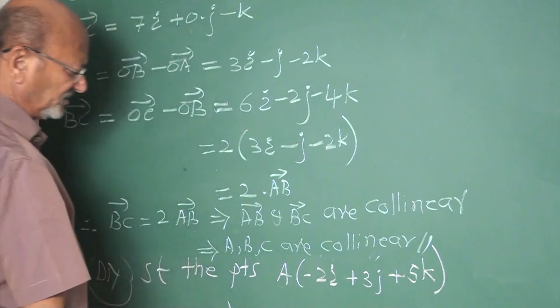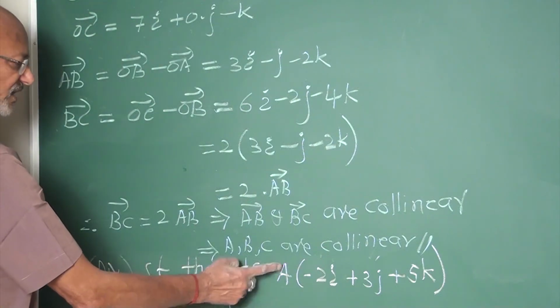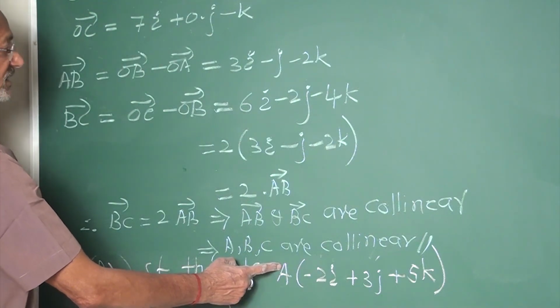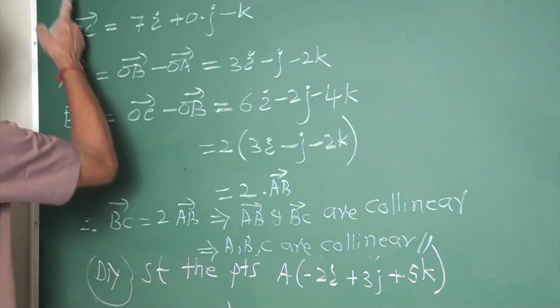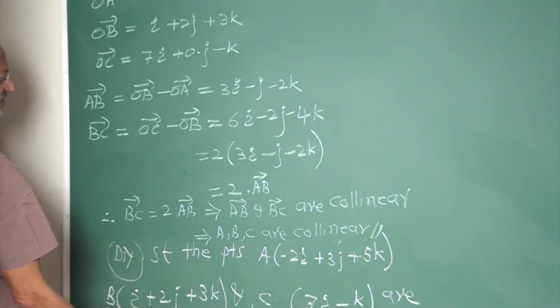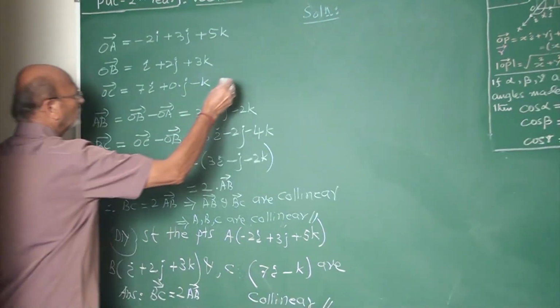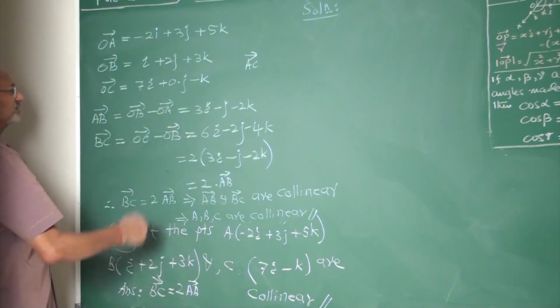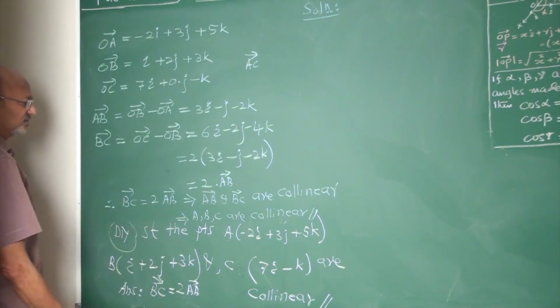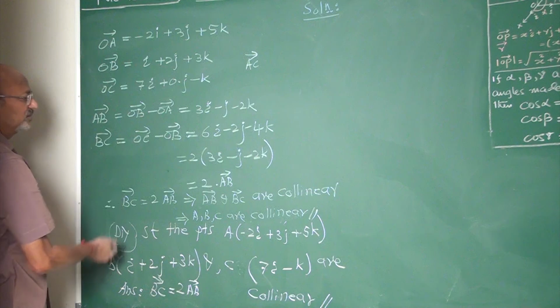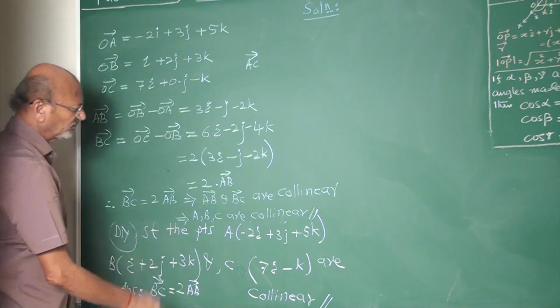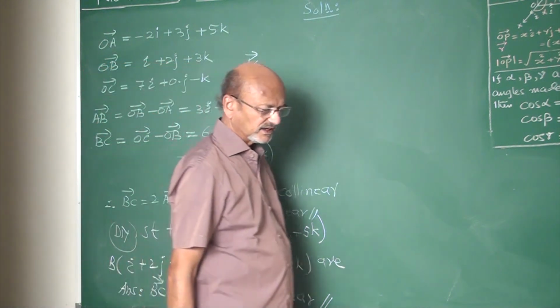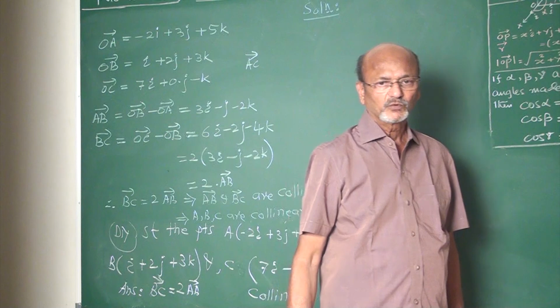Like this, my friends, we can even find AC. What is AC? AC is OC minus OA. You can get another relation. If you find AC, it is OC minus OA, and you can compare with AB and BC to get another relation. Like that, my friends, these are examples of collinear properties.